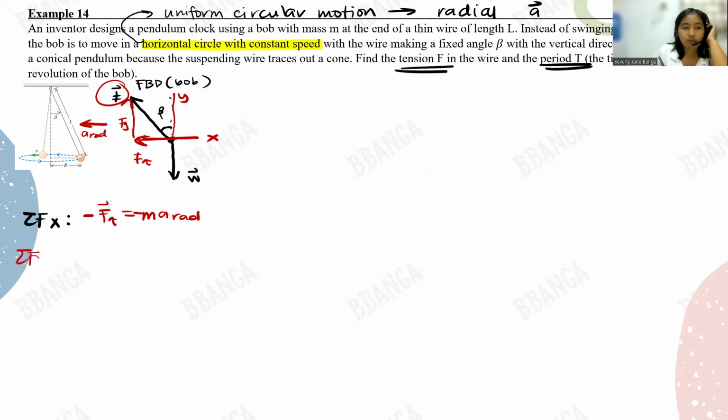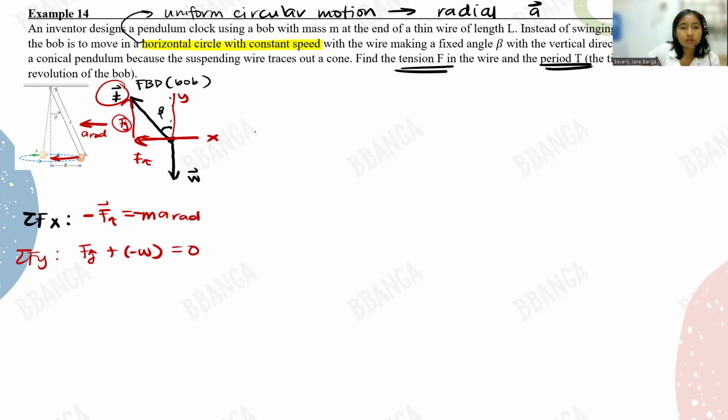Now, for our Fy, ano bang force mo sa Y? Yung F j hat mo. So, F j hat plus negative weight. Nag-accelerate ba siya sa Y? Hindi, wala, di ba? Kasi yung a-rad mo to the center lang. So, F j plus negative weight is simply equal to 0.